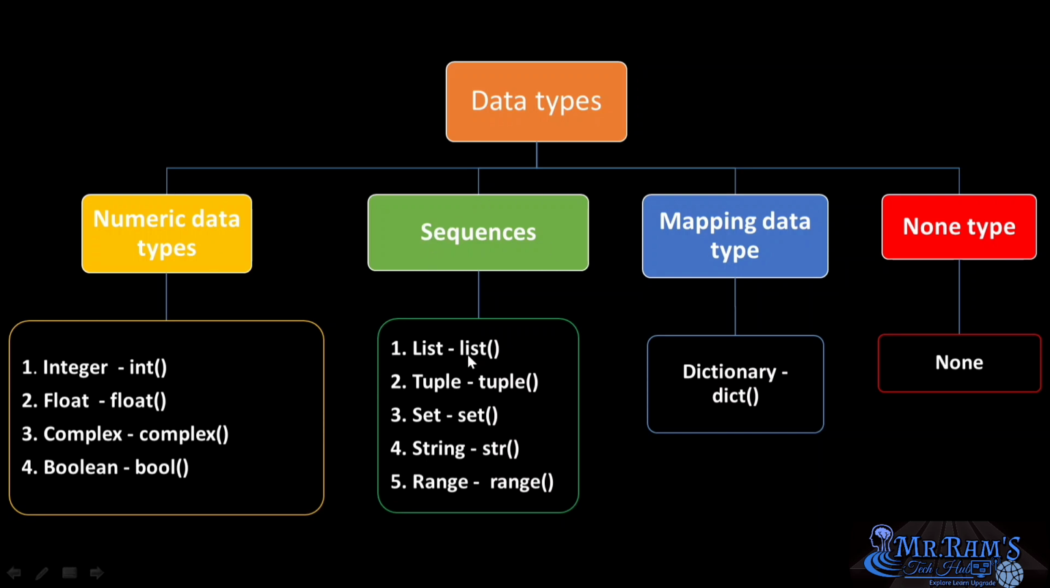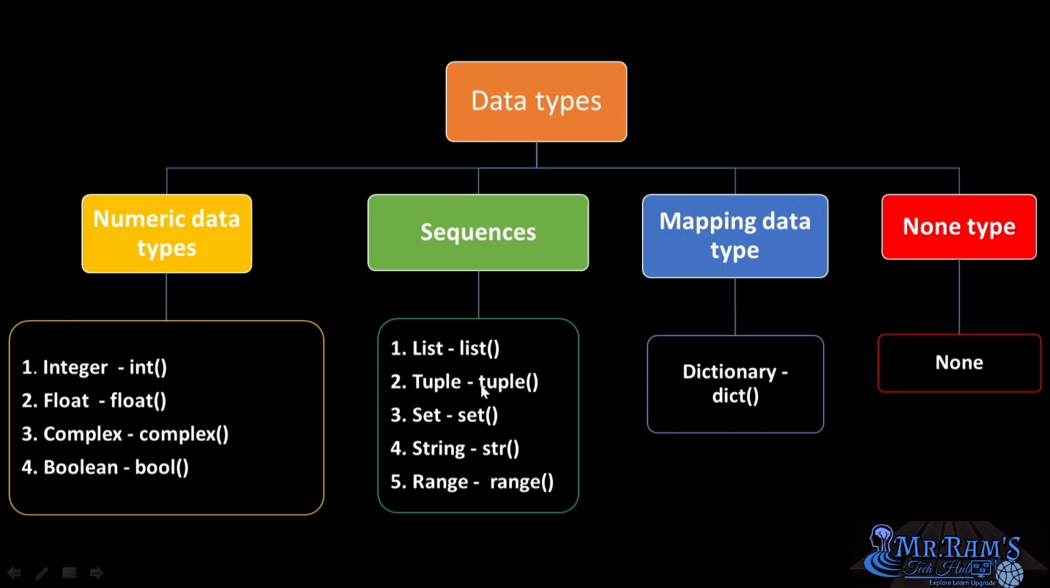This is about some numeric data types, and we have sequences as well. In sequences, we store a collection of data elements. If you want to store a collection of elements, you use these sequences. Like a list, it is used to store a collection of similar or different data elements, according to your requirements. Just like arrays in C and Java, in Python we use the list as arrays. It is enclosed within square brackets.